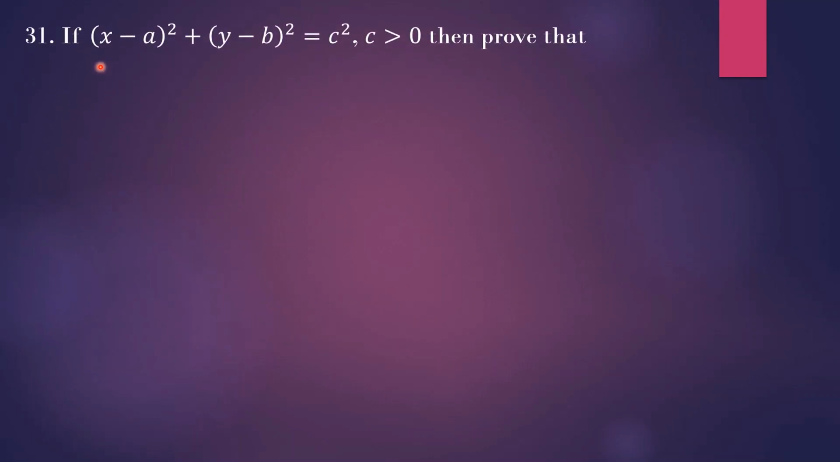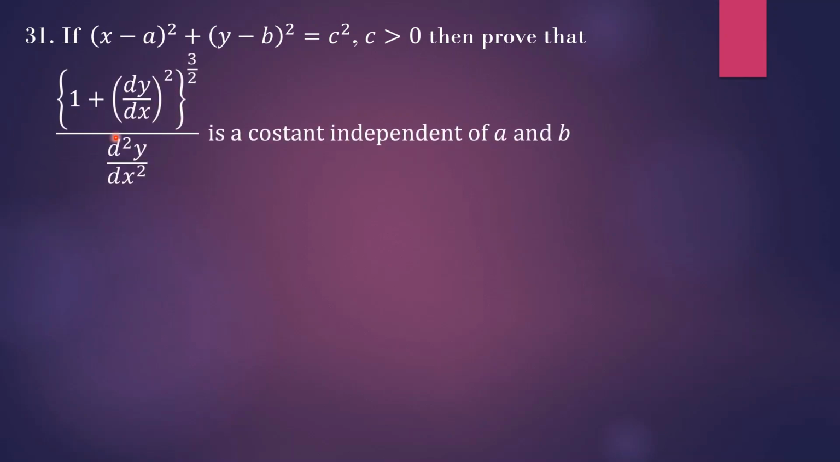You come to this question. If x minus a whole square plus y minus b whole square is equal to c square, what is the equation of this? This is the equation of a circle of center (a, b) and radius c. You surely remember. c greater than 0 because radius cannot be less than 0 or 0. That is why c greater than 0 is taken. Then prove that this expression, 1 plus dy dx whole square whole power 3 by 2 divided by d2y dx2, is a constant independent of a and b.